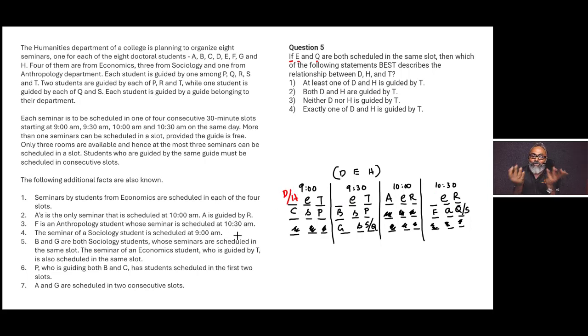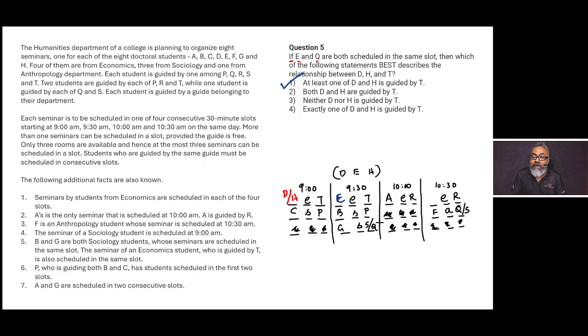So D or H has to go there. E is either getting here or E is actually getting there. And the other thing, H or D will go somewhere else. The question is, which of the following best is the relation between D, H and T? At least one of D and H is guided by T. That will be true.